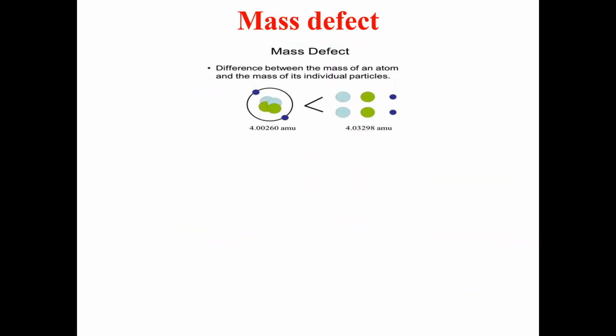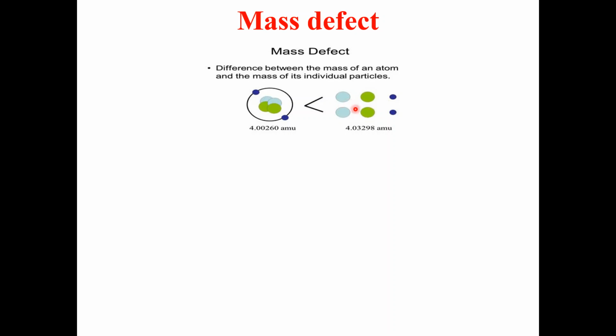So let's start our lecture with the mass defect. What is mass defect? As you know, mass defect is basically the difference between the mass of an atom and the mass of its individual particles. Just like you can see in this figure, the mass of an alpha particle, which is equal to 4.00260 AMU, is smaller than the mass of the individual particles, that is two protons and two neutrons.